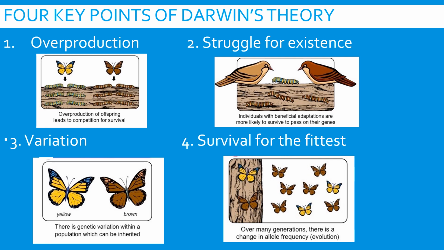There is genetic variation within a population which can be inherited. There are two colors of butterflies you can see here. One is yellow, one is brown, and that is genetic variation. Over many generations, there is a change in the allele frequency. That is, brown color is more frequent than yellow color. That means there is more production of brown butterflies than yellow butterflies, which is considered a process of evolution.